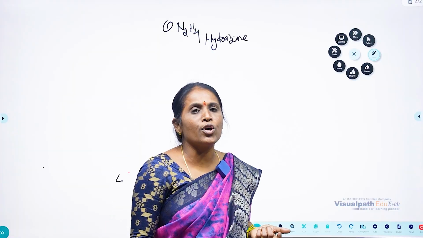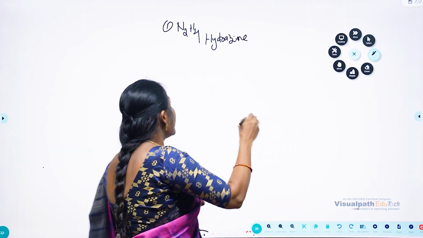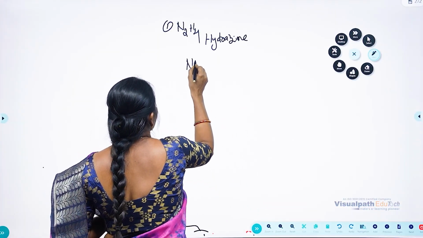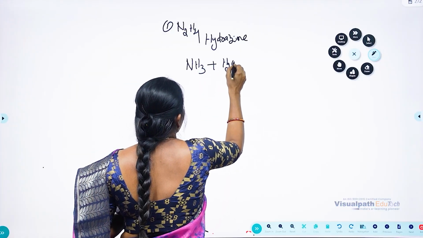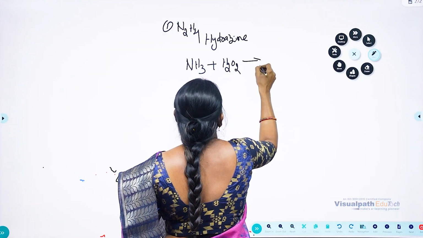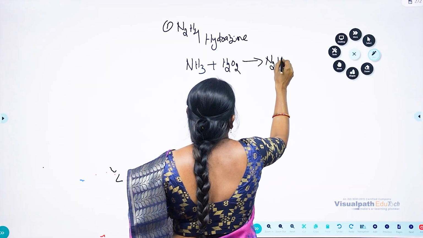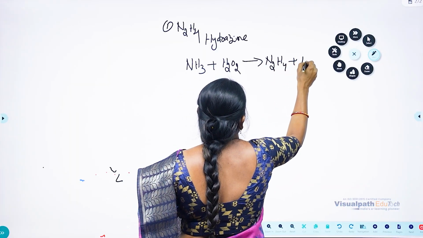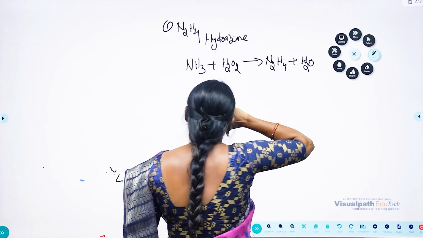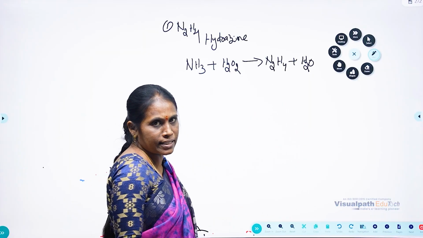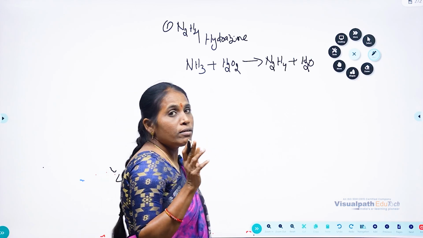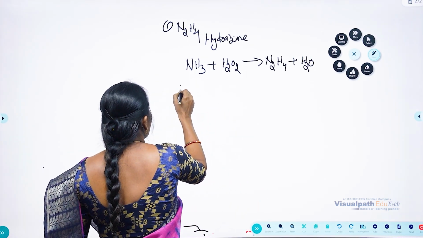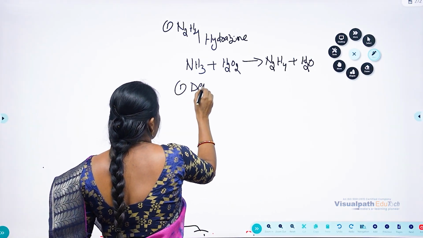So here, how to form hydrazine? Generally, ammonia reacts with hydrogen peroxide. Here it forms hydrazine, and also it forms the water molecule. Okay, it is a preparation of hydrazine. So this hydrazine shows reactions, and the first one is the decomposition reaction.